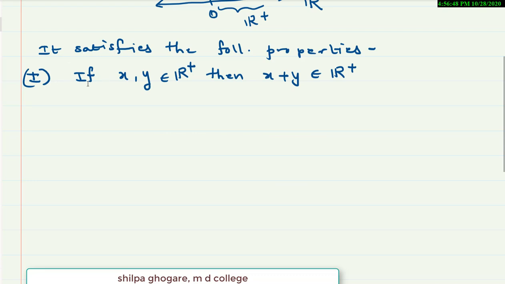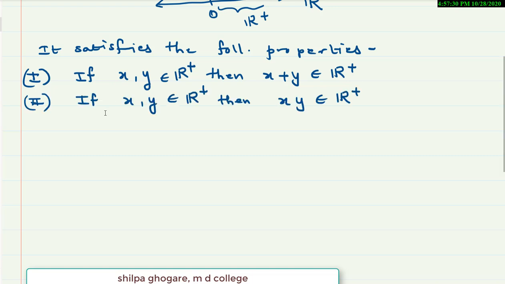The first property says that if x and y are belonging to R plus, that means they are positive real numbers, then x plus y also belongs to R plus. That is, the sum or addition of two positive real numbers is also a positive real number. Very obviously, the next property is if two positive real numbers are there, then their multiplication, that is xy, is also a positive real number. You can also say that if x and y belong to R plus, then xy also belongs to R plus. This is the second property.